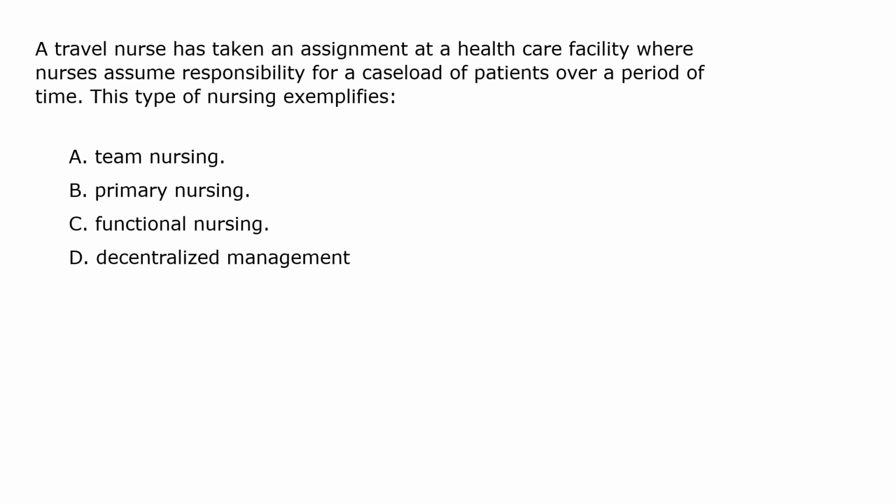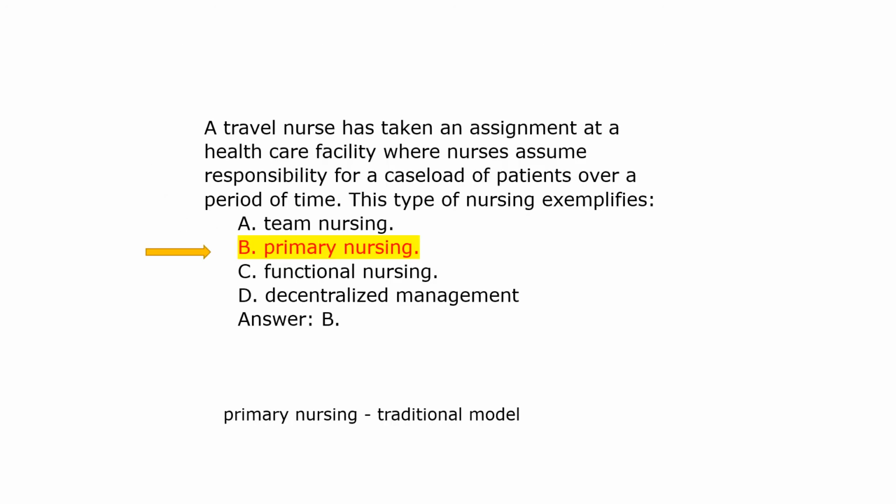A travel nurse has taken an assignment at a health care facility where nurses assume responsibility for a caseload of patients over a period of time. This type of nursing exemplifies A. team nursing, B. primary nursing, C. functional nursing, D. decentralized management. Answer B. Primary nursing. Primary nursing, traditional model.